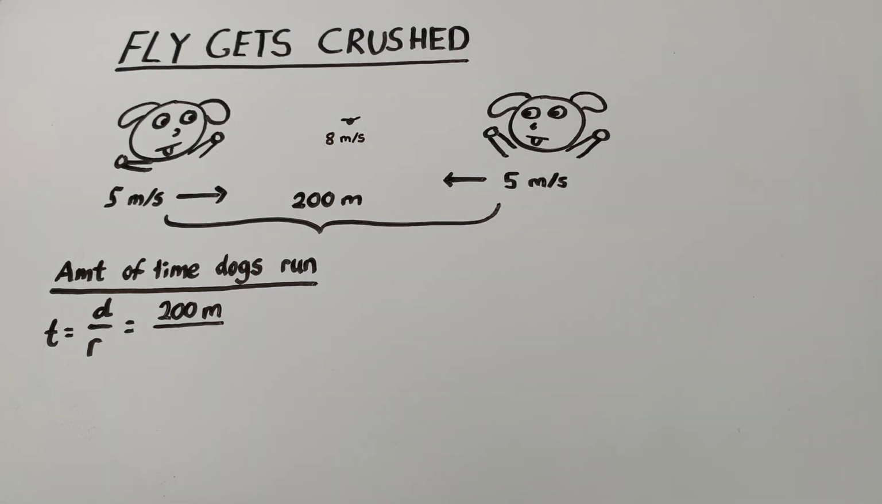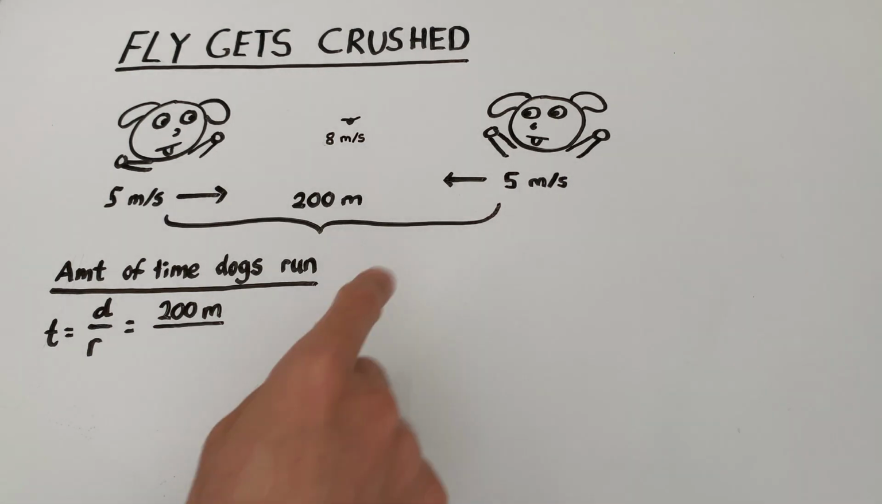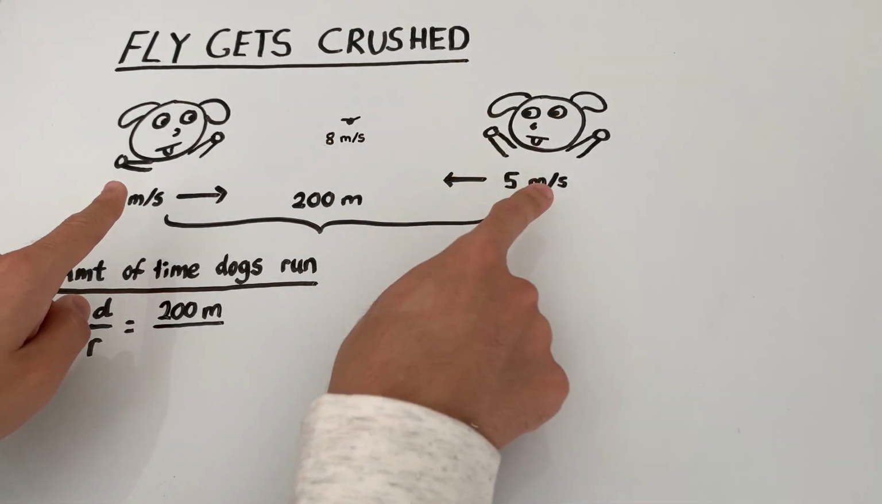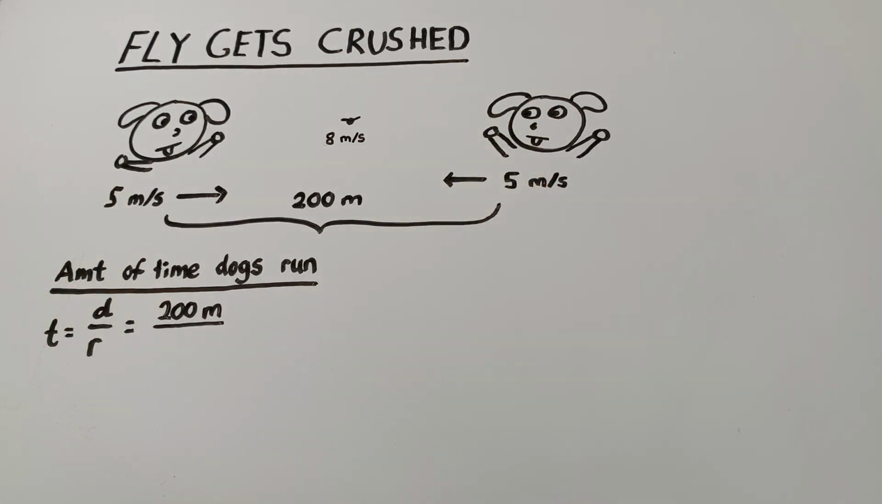If you struggle to see this, let's break it down step by step. Let's consider what happens after 1 second. After 1 second, this dog has traveled 5 meters because it goes at 5 meters per second, and this dog has gone 5 meters. So we have 5 meters on the left side, 5 meters on the right side. Now there's only 190 meters left to run.